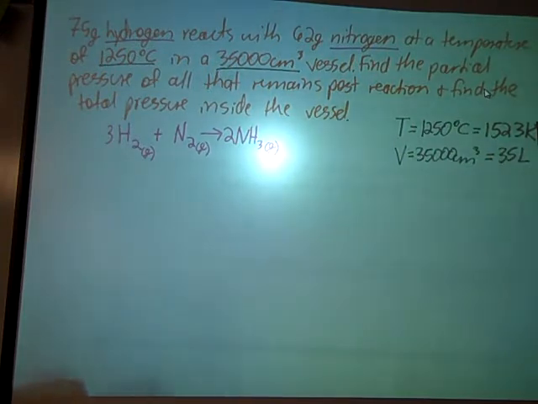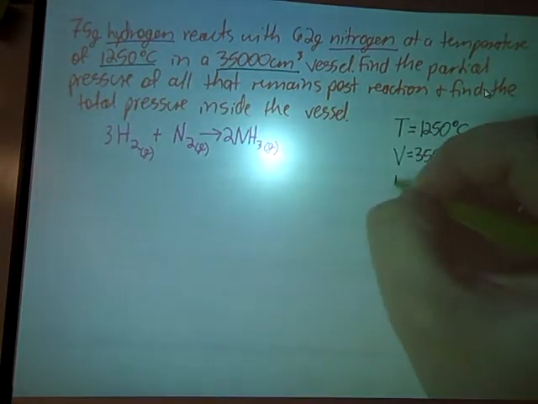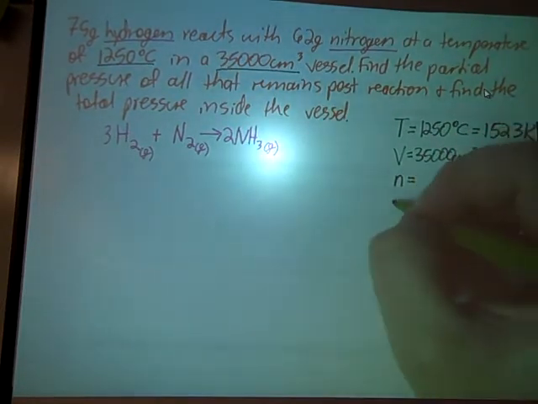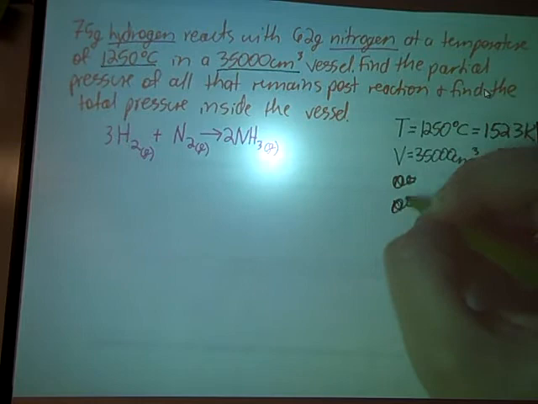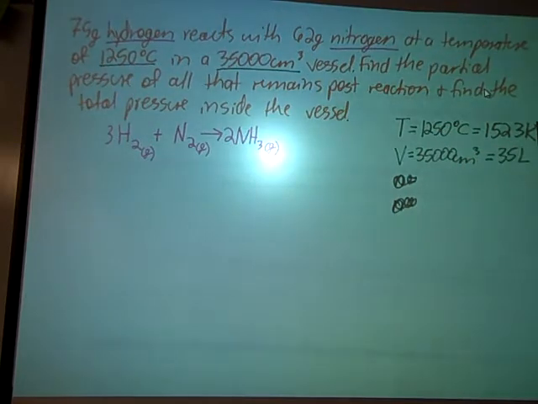My n, I don't know. I'm going to have several of them, in fact, since I want the partial pressure of everything that remains. So I haven't found my n yet. The problem asks me for the partial pressures of everybody. So those two variables will not change, but my pressures and my n's will.